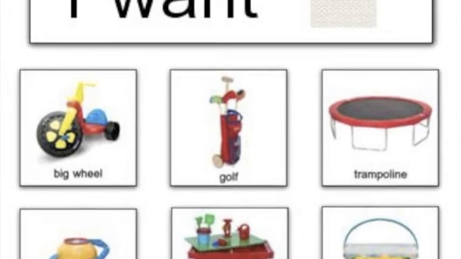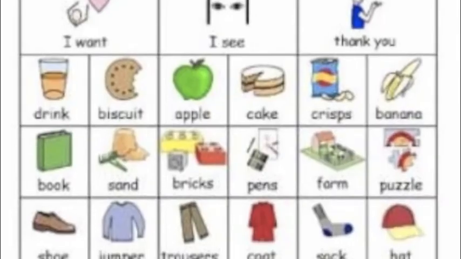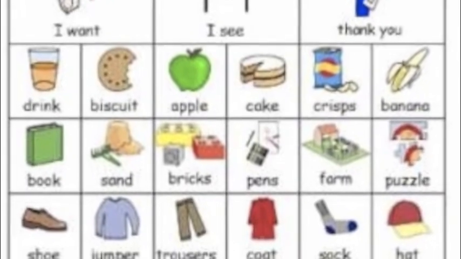Picture exchange communication devices should be used throughout the day. Kids should be encouraged to use them to promote their social communication and also allow them to make choices throughout the day.